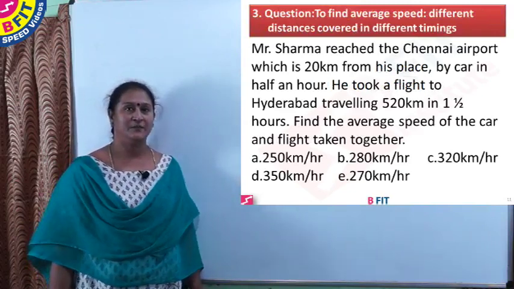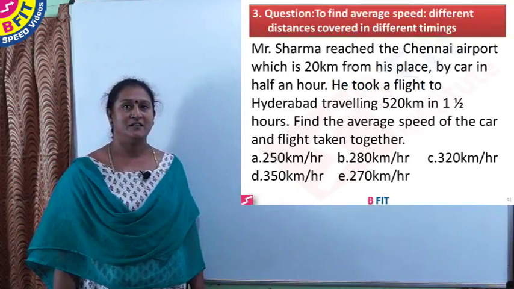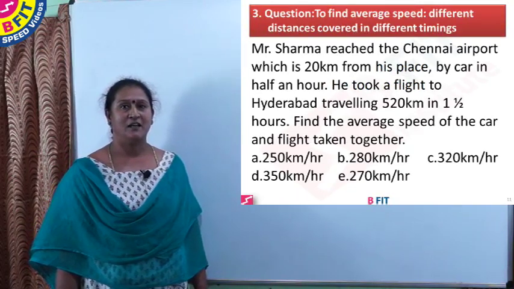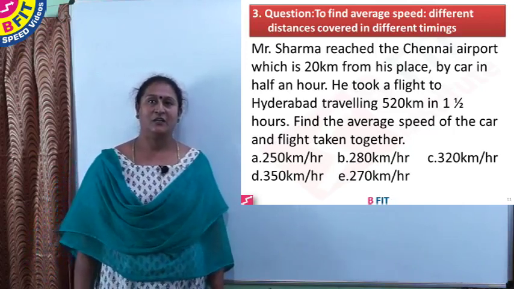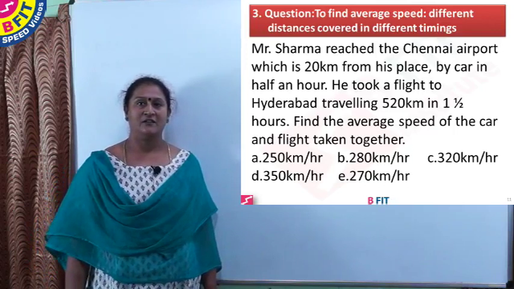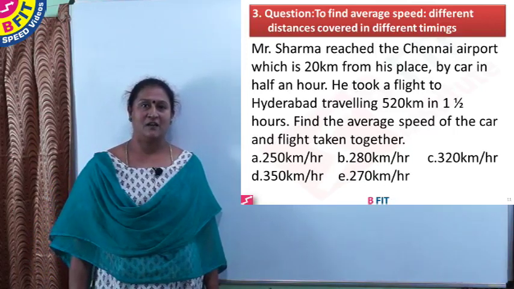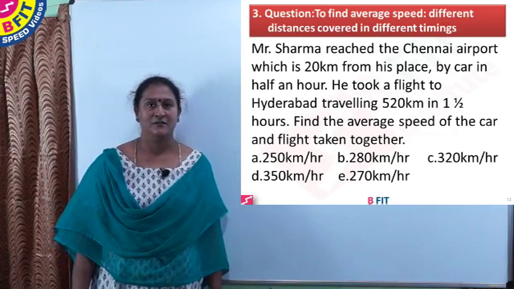Question number 3. Mr. Sharma reached the Chennai airport, which is 20 kilometers from his place, by car in half an hour. He took a flight to Hyderabad, traveling 520 kilometers in 1.5 hours. Find the average speed of the car and flight taken together. So we'll see the working.